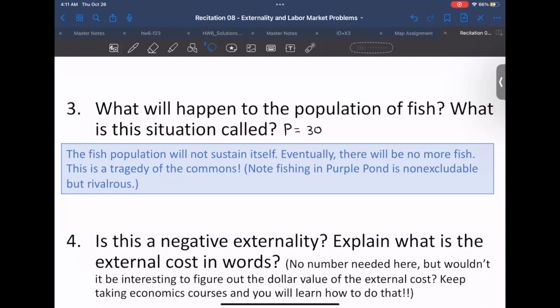So fishing in the purple pond is not excludable because it's available to everybody, but it is rivalrous, which means that Ben and Jerry are going to compete for the fish that they fish for. So with these two conditions, we find that the fish pond, or purple pond, is the tragedy of the commons problem, which means that people are going to keep using up those resources until there's none available for anybody.